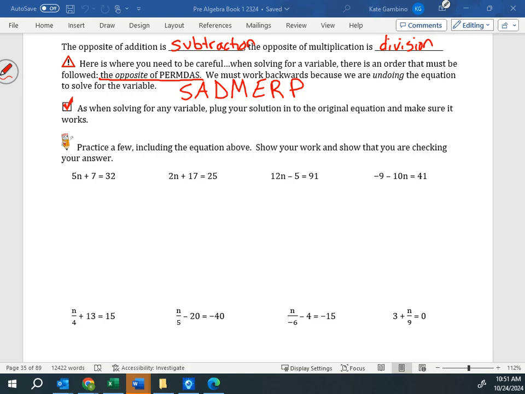So when you're solving for any variable, you plug your solution into the original equation and make sure it works. After we've done the math and figured it out, you still check your work. Take your solution for the variable, put it in for the variable, do the math. Is it a true equation? Does it balance?